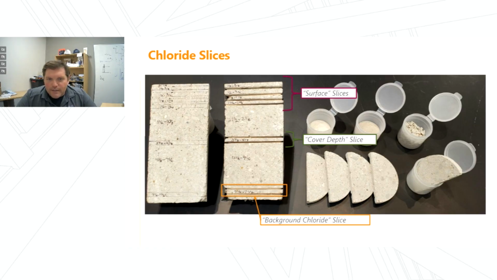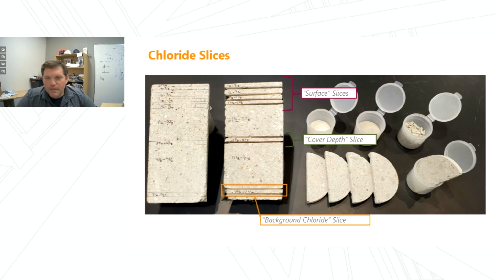We'll generally also take a depth directly over the reinforcement, calling it a cover depth slice. So this will tell us, at the time of the assessment, what were the chloride levels right above the rebar, and how will that factor into the corrosion risk. And another thing we'll generally do for existing structures is take what we would call a background slice.